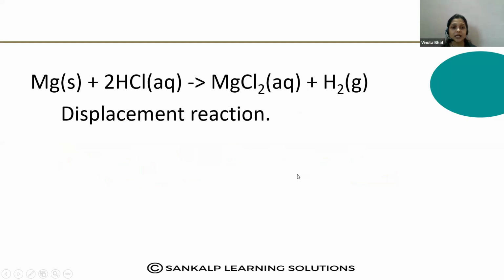So what type of reaction is it? It is a displacement reaction. Here magnesium displaces the hydrogen, that is forming H2. H2 formation and magnesium chloride formation happen. This is the displacement reaction.